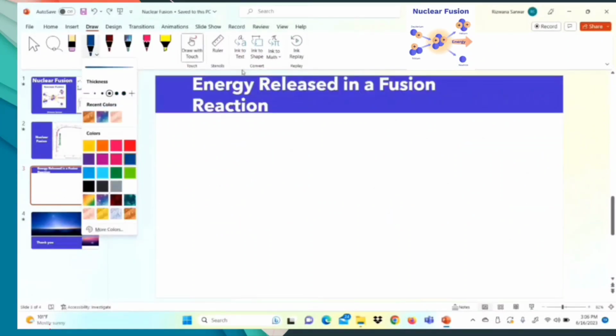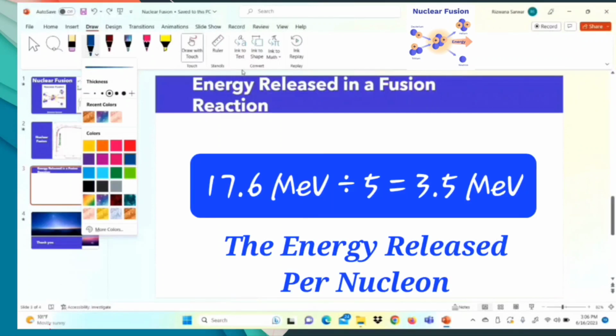Since the deuterium nucleus contains 2 nucleons and the tritium nucleus contains 3, there are 5 nucleons that participate in the fusion. So the energy released per nucleon is 17.6 divided by 5, which is about 3.5 million electron volt. This energy per nucleon is greater than the energy released in a fission process, which is about 0.9 million electron volt per nucleon. Thank you for watching.